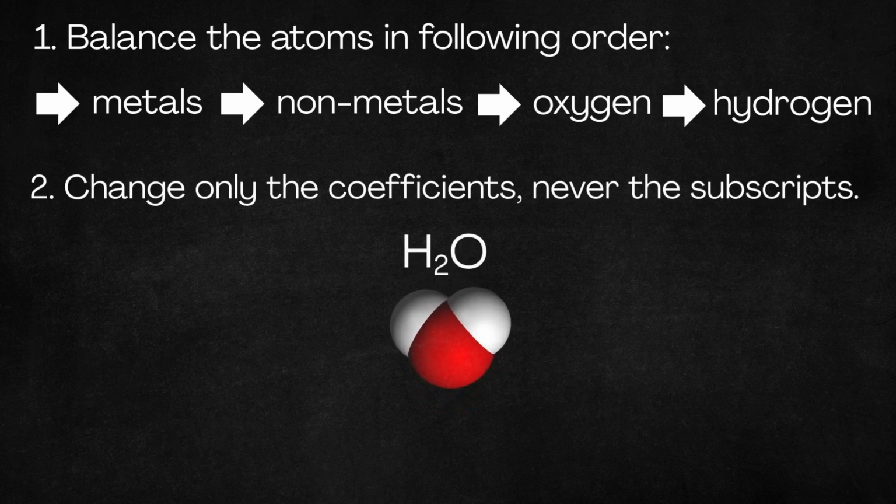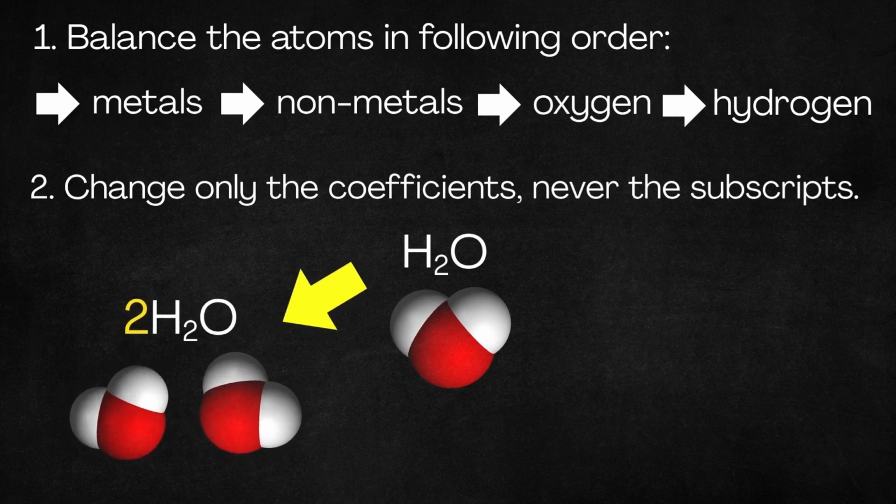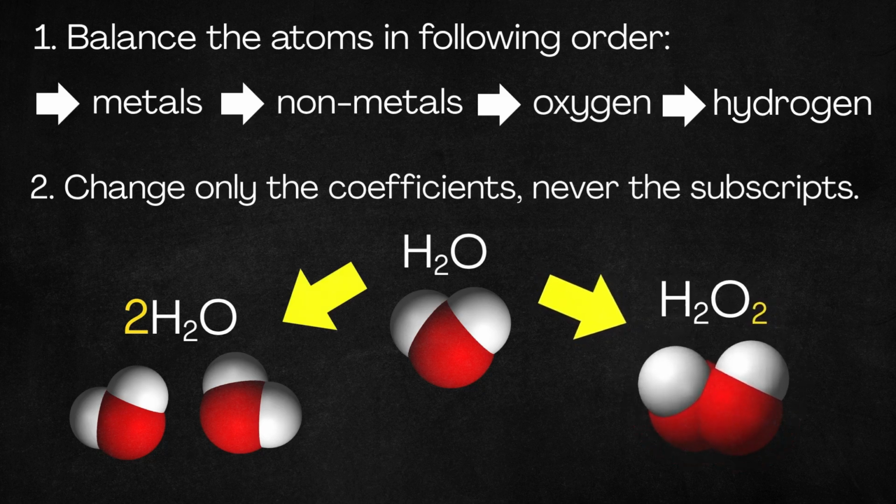Take this water molecule, for example. If you add a coefficient of 2, you will get 2 molecules of water. Coefficients only change the number of atoms or molecules, and that allows us to balance chemical equations. But if you change the subscript, say you turn the oxygen subscript into 2, you'd get hydrogen peroxide, which is a powerful cleaning agent. Peroxides are a totally different substance than water, so never change subscripts.